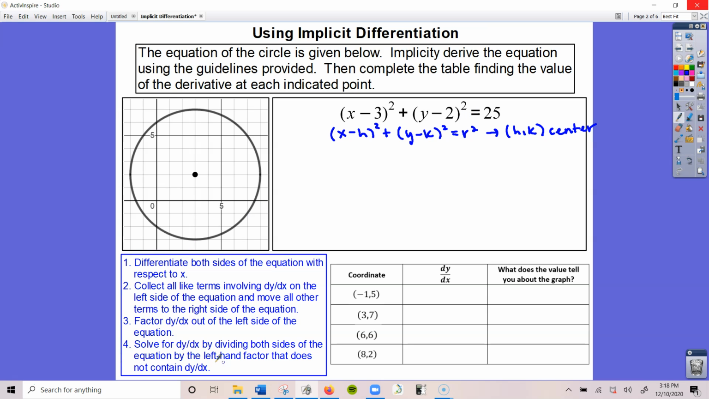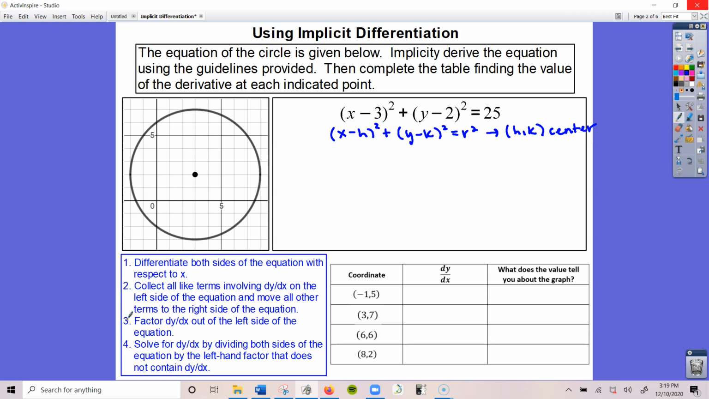These are the steps when you are finding the derivative of an implicit function. You would first differentiate both sides of the equation with respect to x. Then you would collect all like terms involving dy/dx on the left side of the equation and move all the other terms to the right side of the equation.